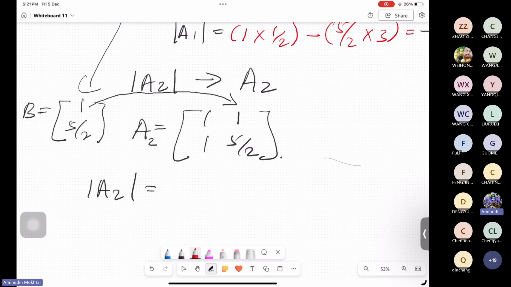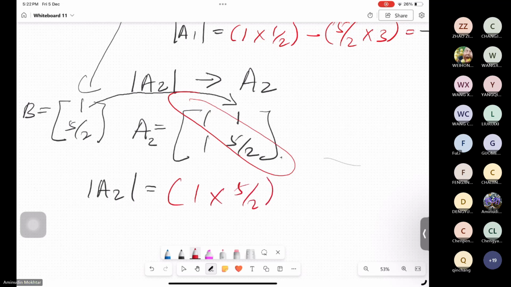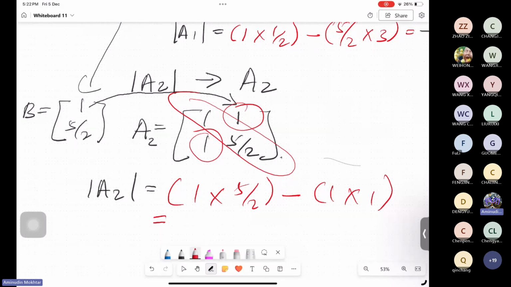From this matrix, again we can find the determinant. How do we find it? Again, the same process. The main diagonal, that is 1 times 5 over 2, minus the other two numbers, 1 times 1. So 5 over 2 minus 1, that is 3 over 2.